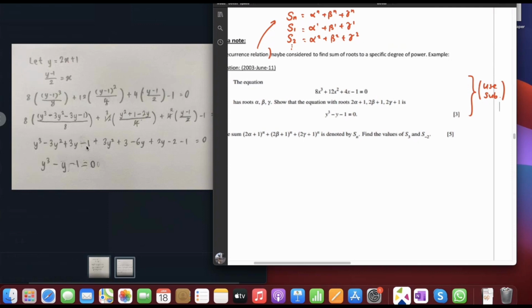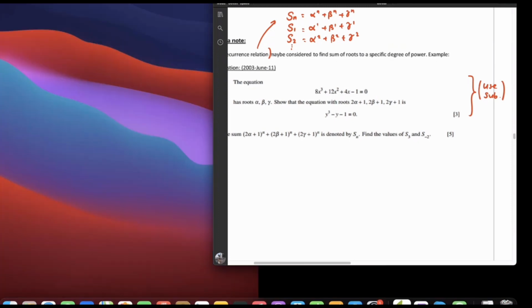Then you get y cubed, minus 3 plus 2 times y, minus 4 plus 3 minus 1, correct? So you managed to make it for this. You get 3 marks. Now let's continue.